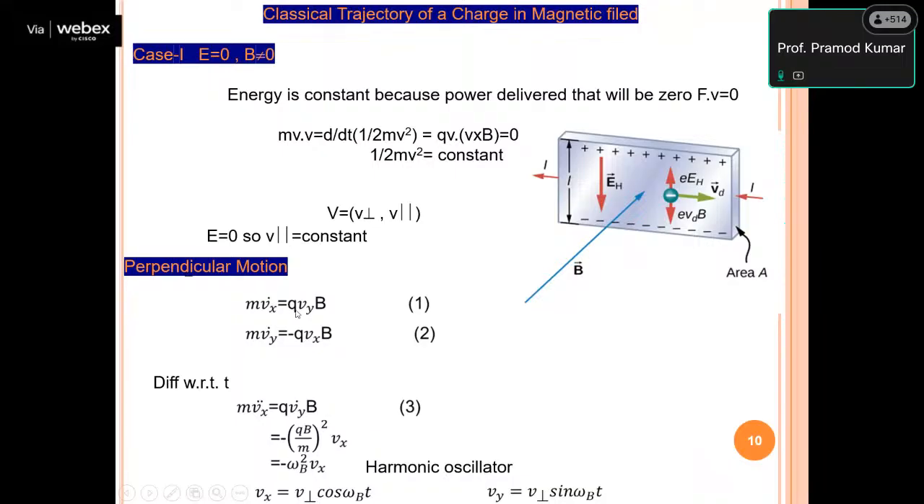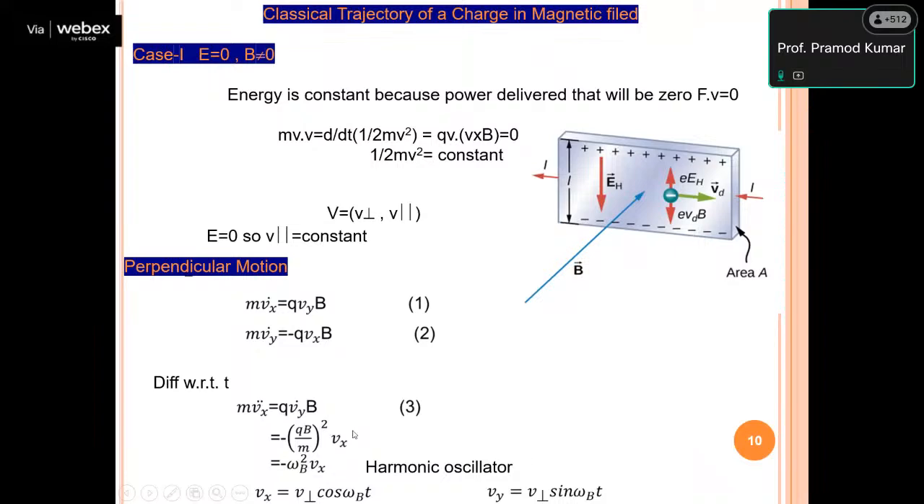So m vx dot equals q vy B. Similarly, m vy dot equals minus q vx B. So we get these two equations for two different motions, one along the direction of current, one along the y-axis. If we differentiate equations 1 and 2 with respect to time, what will we get? Just try to look. We will get m vx double dot equals minus omega B squared vx.